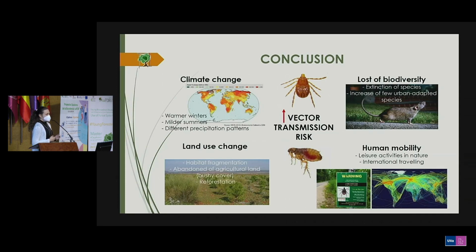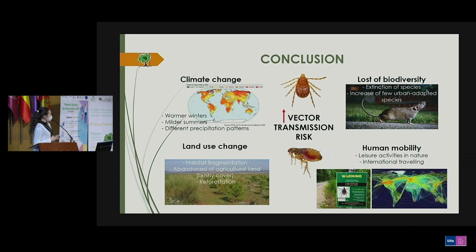The second problem is the loss of biodiversity. The extinction of species in some ecosystems is obliging these vectors to gather in the remaining species, favoring the transmission of diseases and these vectors between hosts. And the other problem is the increase of human-adapted species, especially rats and domestic mice, that are moving those diseases from nature to the inside of our houses. So that's really a problem.